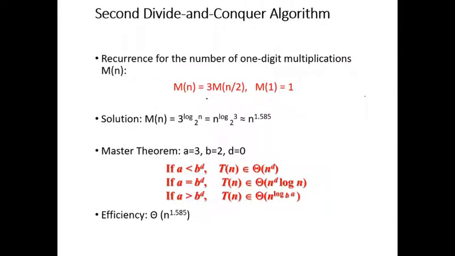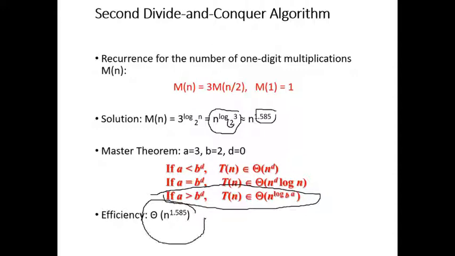Based on the master theorem, this still satisfies condition number 3. We have a equal to 3, b equal to 2, d equal to 0, and finally get n to the log of 3 base 2, which is approximately 1.585. So the second divide and conquer algorithm ends up with n to the power of 1.585, which is less than the n squared we obtained using the brute force algorithm, while the first divide and conquer algorithm also obtained n squared.